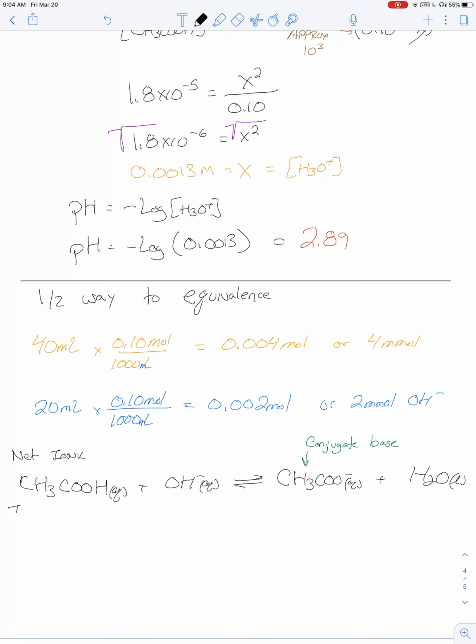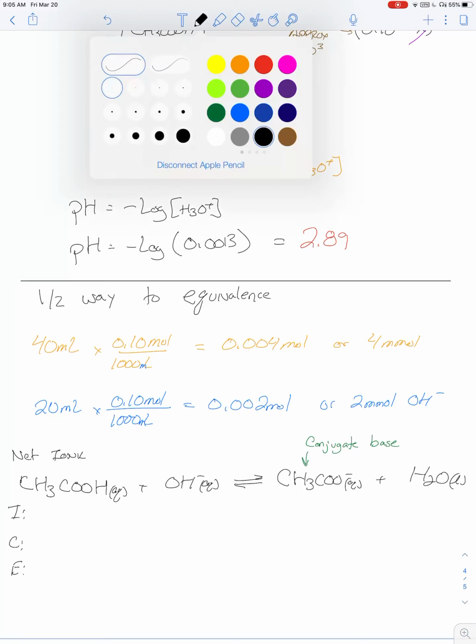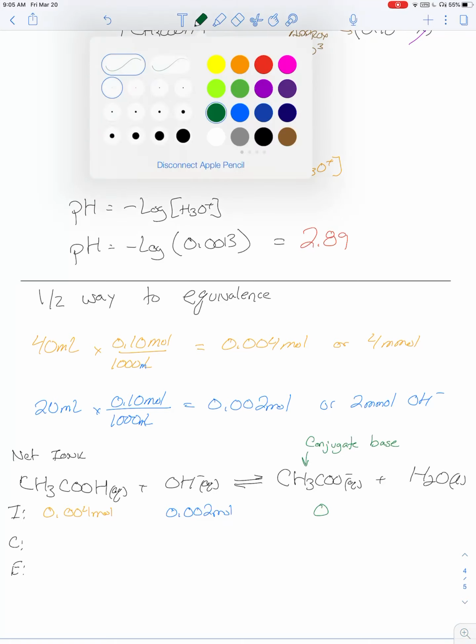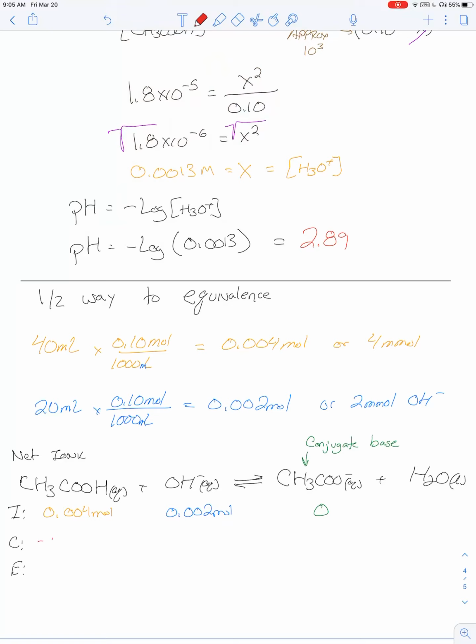All right, so ice table again. We start with 0.004 moles of our acetic acid. We start with 0.002 moles of our base. And of course, we start with nothing here. Now, change: minus 0.002, minus 0.002, plus 0.002. And those are all moles, right?